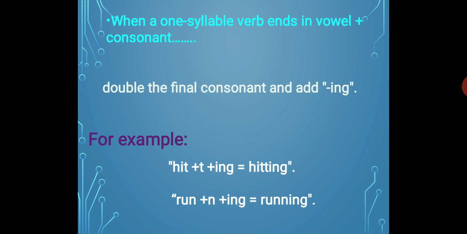Next example, run. Here also the last letter is N. It is a one-syllable word. Before N there is a U. So what can we do? We double the N. We write N two times and then add ing to make it the ing form of the verb. So what will be the spelling of running? R-U-N-N-I-N-G. Let's move on.